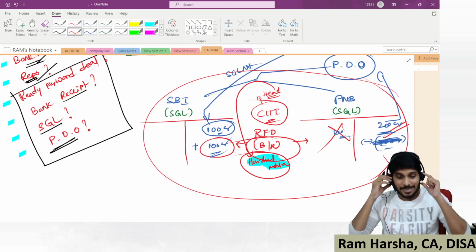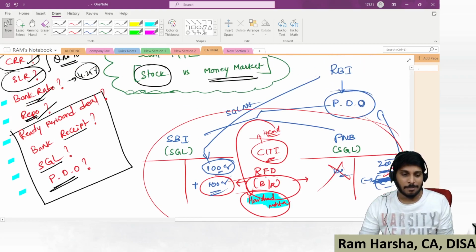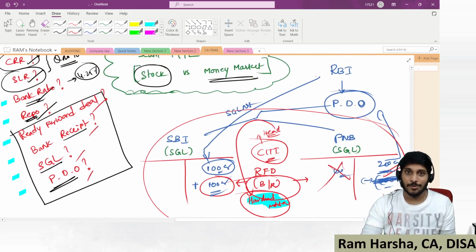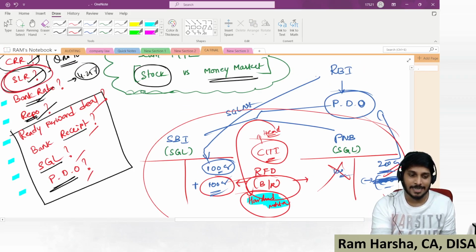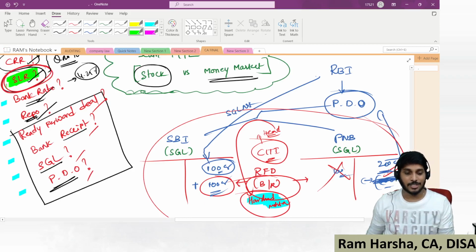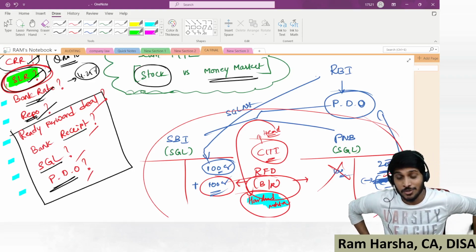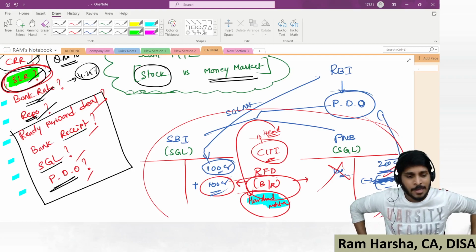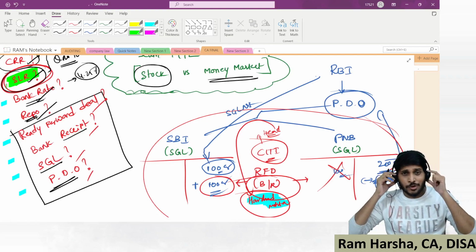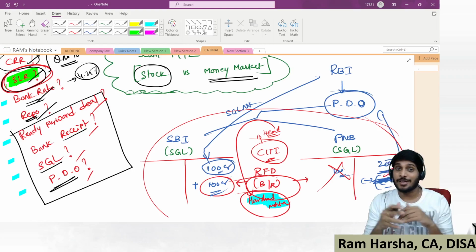Now you see in this entire scam, bank receipt, ready forward deal, everything, I hope you understand, that is entirely created because of SLR, statutory liquidity ratio. Because of this only, this entire scam happened. SLR. I hope now you understood the background behind SLR. Now I think incidentally you also understood how to maintain SLR.